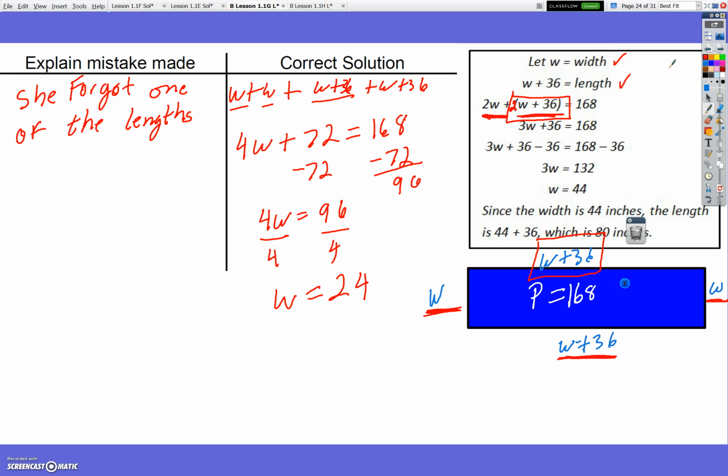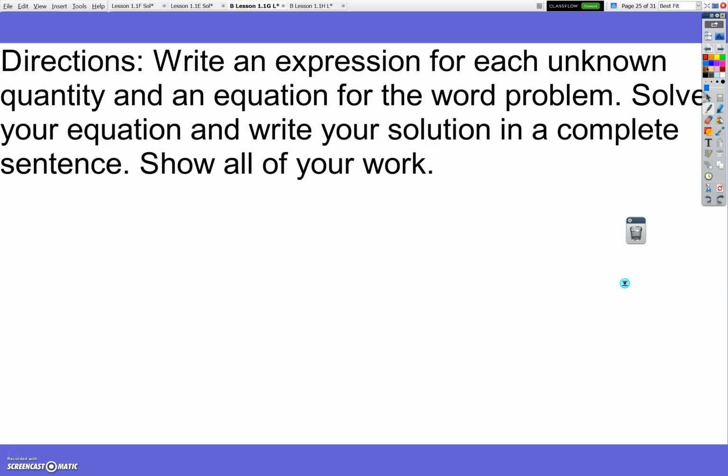Cool. And it says also find the correct length. So to find the length, we're going to just take this, and wherever I see a W, I'm going to plug in 24 instead. So I'm going to have 24 plus 36. When I add those up together, I'm going to get a length of 60. And those are my two lengths. Alright, so let's go ahead and try the next one.